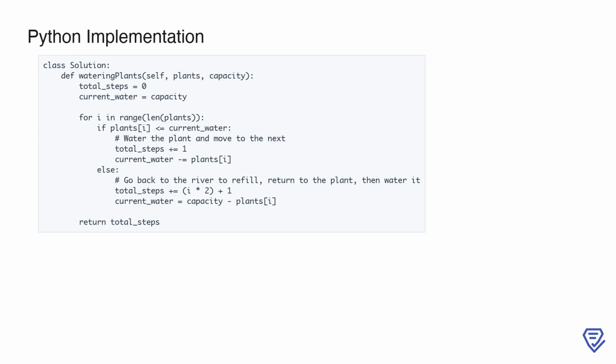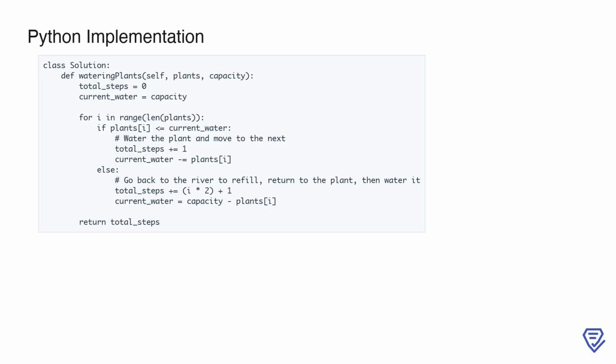Inside the loop, the function checks if the current plant's water requirement, plants[i], is less than or equal to the water remaining in the can, current_water. If sufficient water is available, the plant is watered, and the number of steps is incremented by 1 to account for moving to the next plant.